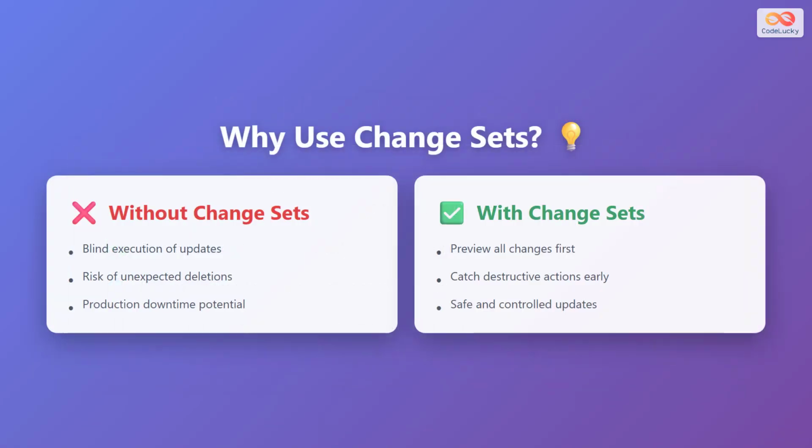Let's understand why change sets are essential. Without change sets, you're executing updates blindly, which creates risk of unexpected deletions and potential production downtime. But with change sets, you get to preview all changes first, catch destructive actions early, and perform safe and controlled updates. It's the difference between hoping nothing breaks and knowing exactly what will happen when you apply your template changes.